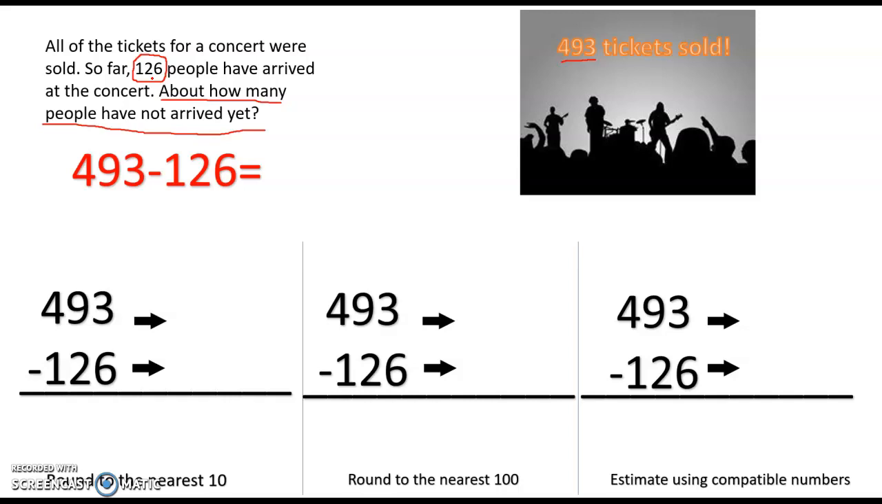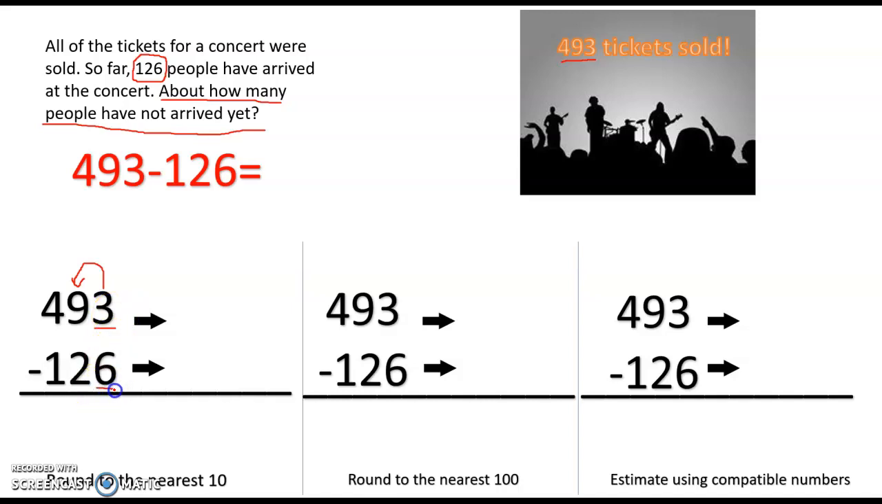Now I can estimate in 3 different ways. I can round to the nearest 10, I can round to the nearest 100, or I could use compatible numbers. Let's start with rounding to the nearest 10. I know when I round to the nearest 10, I need to look at the ones place. I see that the ones place is a 3. That means I round down. So this 9 is going to stay a 9 because 493 rounds to 490.